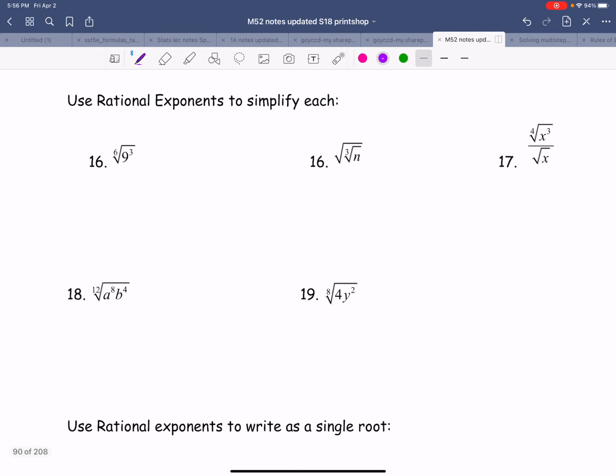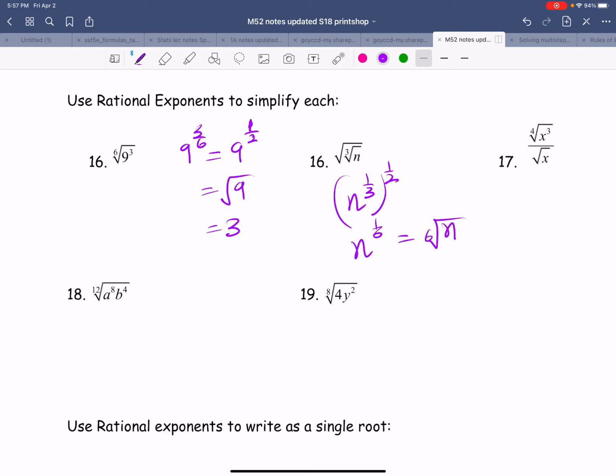We use the rational exponents to simplify. So 9 to the power 3/6, 9 to the power 1/2, which is square root of 9, and that's equal to 3. So I'm writing these as rational exponents and simplify. The cube root is the same thing as exponent 1/3. Square root is the same thing as exponent 1/2. Now we can multiply the exponents, and this can be written as n to the 6th root of n.